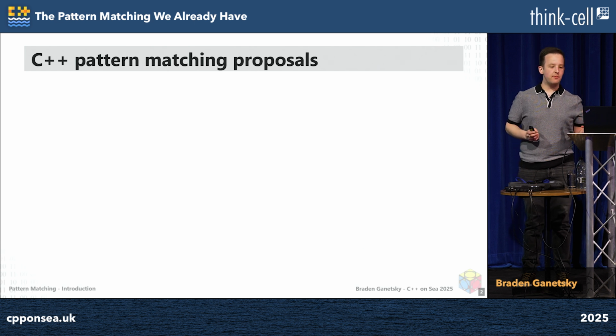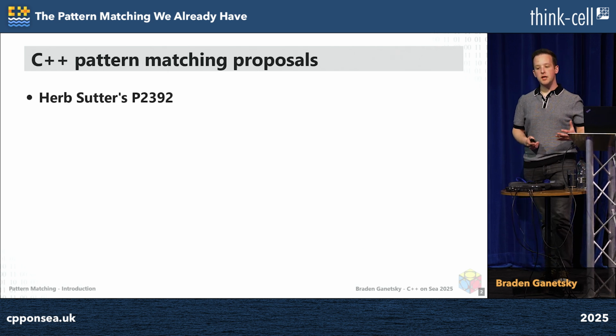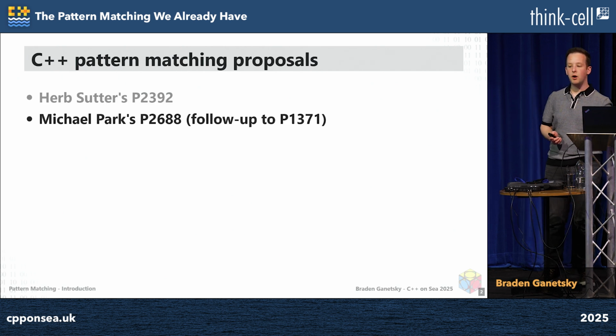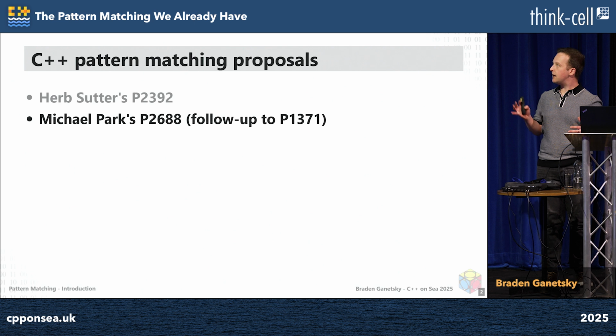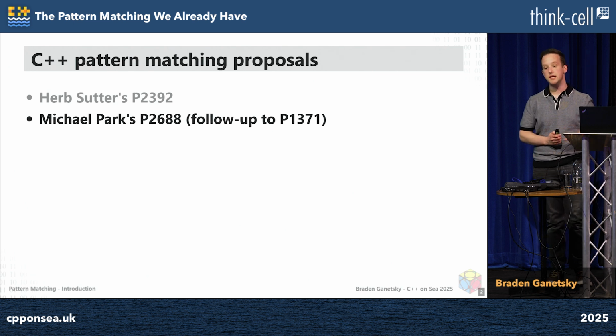There are some pattern matching proposals that have been going through the standardization process. There's Herb Sutter's P2392, I'm not sure of the status on this one currently, and there's Michael Park's P2688. Again, I'm not 100% sure of the status of this one currently. This is a follow-up to a previous paper. But I will show what these papers allow us to do in C++ if they were to be accepted into the standard.